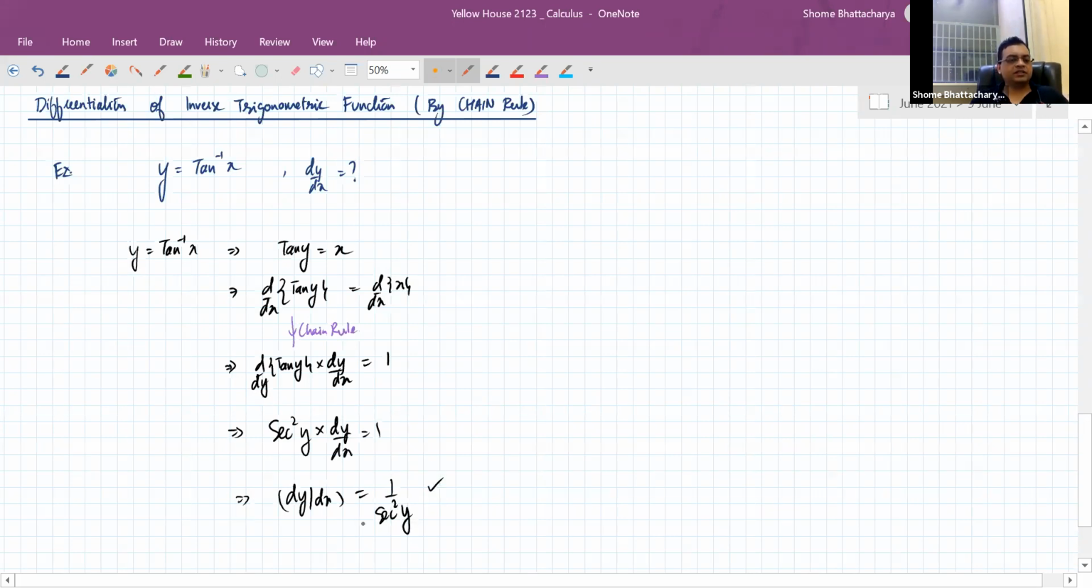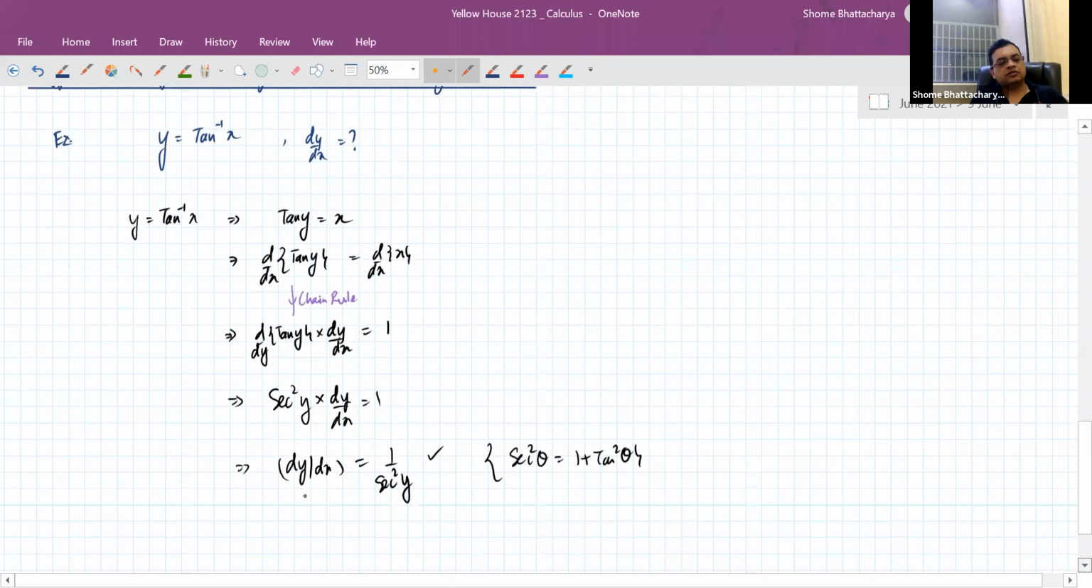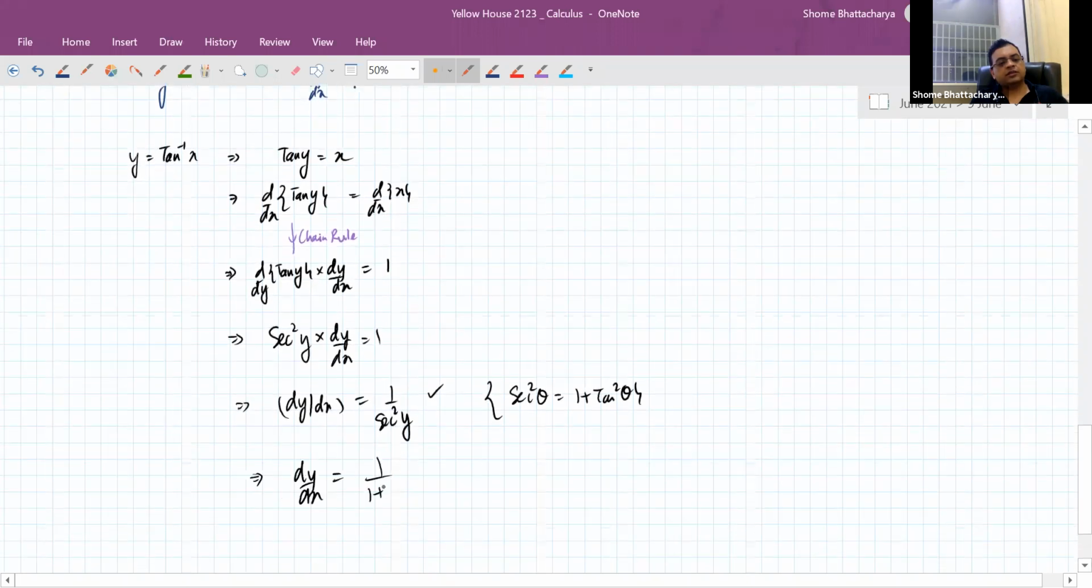But typically we want to express the derivative in terms of x and not in terms of y. So I should additionally make use of the identity that sec square theta is equal to 1 plus tan square theta for all theta. Okay. So substituting that over here, I can say that dy by dx is equal to 1 upon 1 plus tan square y. And the advantage of doing that now is that I have taken tan y as x. So I'll substitute this over here now. And final step, I'll get that dy by dx, in terms of x, is coming out to be 1 upon 1 plus x square.